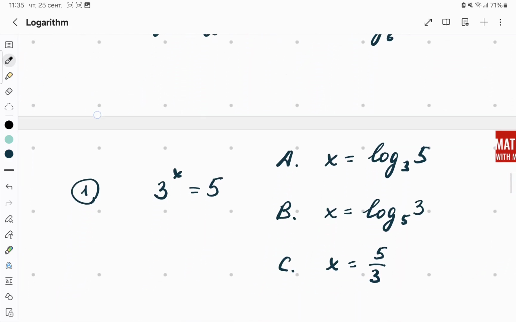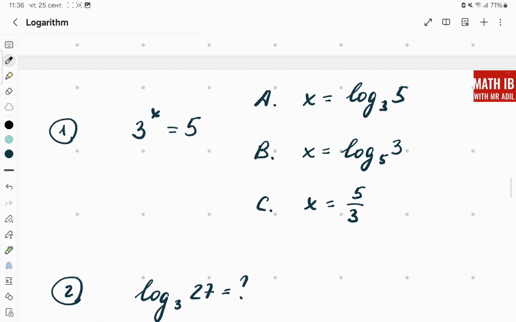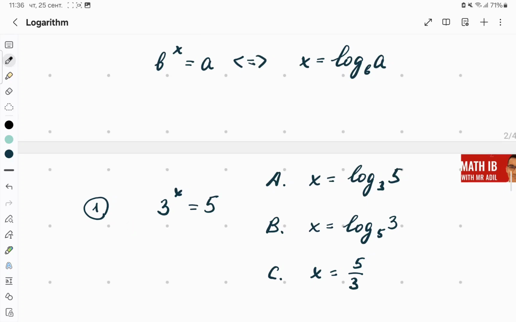Okay, now let's turn to the practice part. Let's solve several questions. Question number 1. How to find the exact value of x in this case? So please use the definition of logarithm. Maybe you can stop the video and solve, and then I will show the answer. Yes, x is equal to logarithm, according to the formula, 5 in base 3. Let me underline the base. So this is a base, and 5 is a. Okay, so that's why the answer is A.